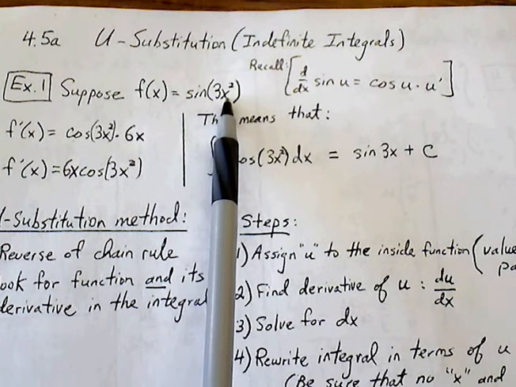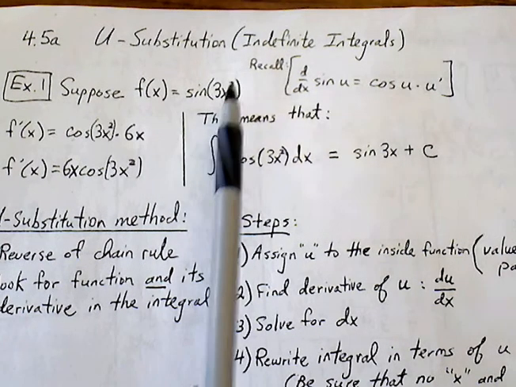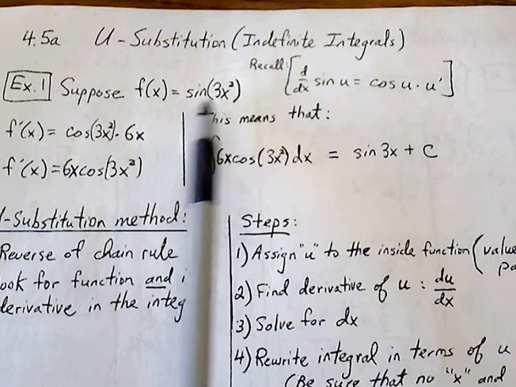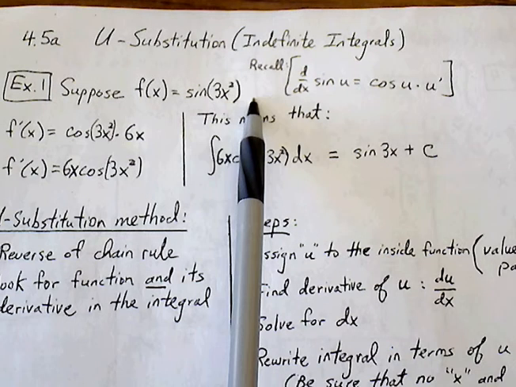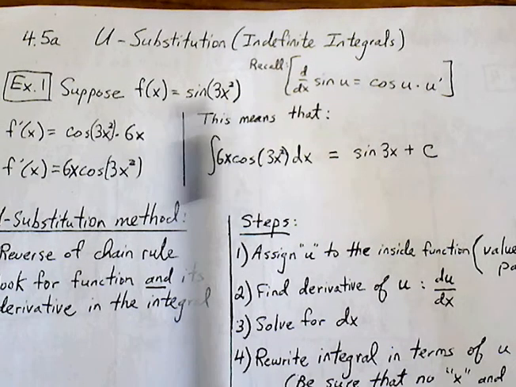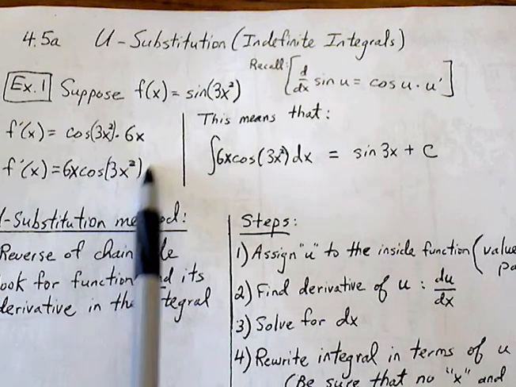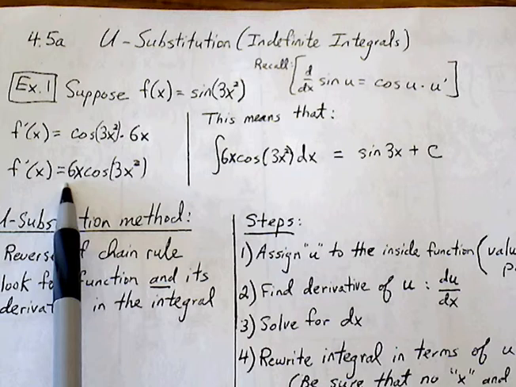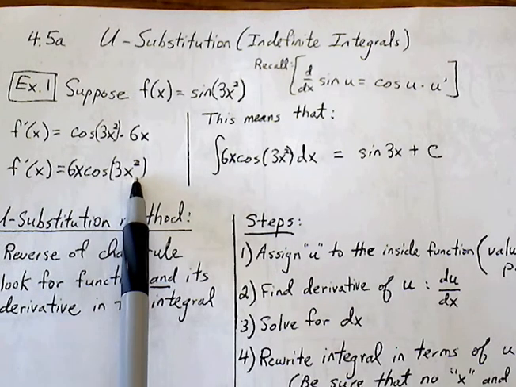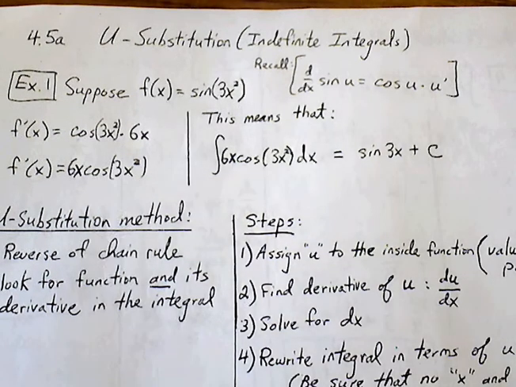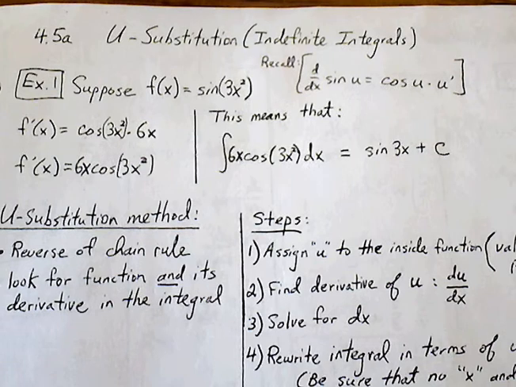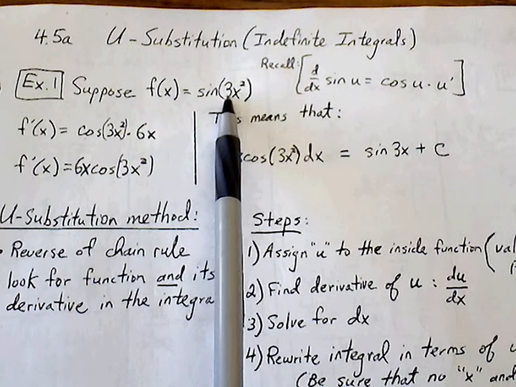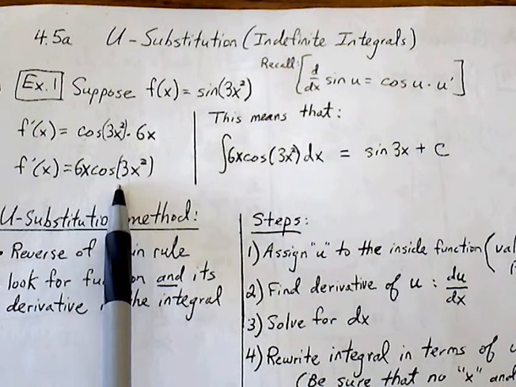So for sine of 3x squared, my u value is 3x squared, so my derivative will simply be cosine of u times u prime, and the derivative of 3x squared is 6x, which I can put in front as a coefficient, so 6x times cosine of 3x squared. Pretty straightforward with applying the chain rule from f of x to f prime.